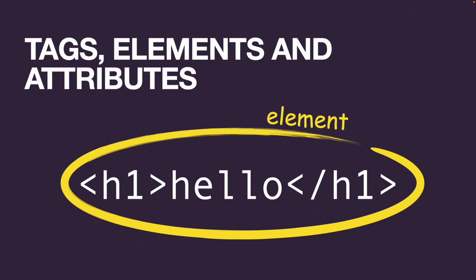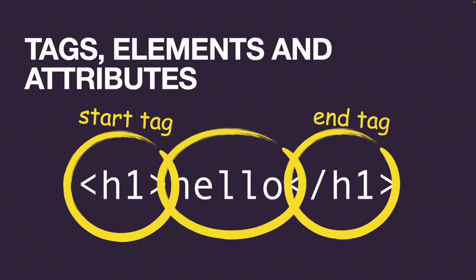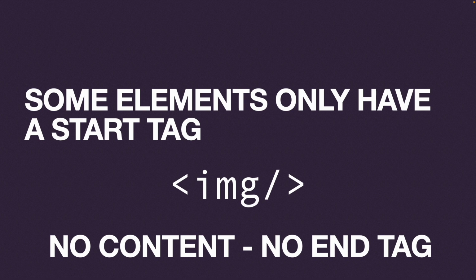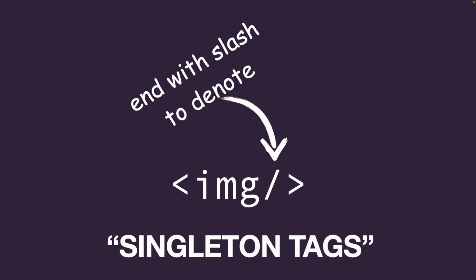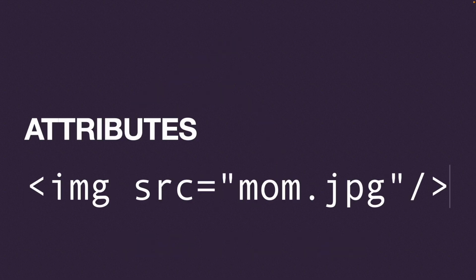page. A page is made up of elements which have a start tag and an end tag with content in between. There are some tags that don't have any content, so they only have start tags, not any end tags. They're called singleton tags.